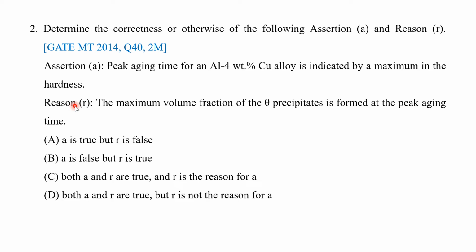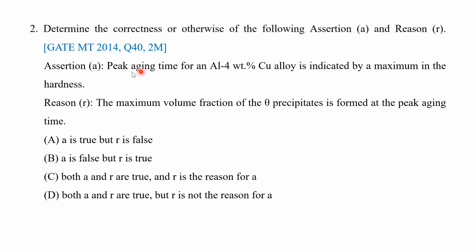The assertion here is: peak aging time for an aluminium 4 weight percent copper alloy is indicated by a maximum in hardness. And the reason given is: maximum volume fraction of theta precipitates is formed at the peak aging time. So we have 4 options A, B, C and D: either A and B are true, A is true and B is false, or both are false. We need to justify whether the assertion is true or false, and whether the reason is true or false.